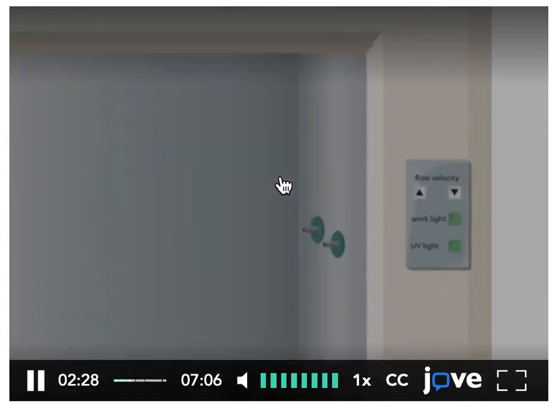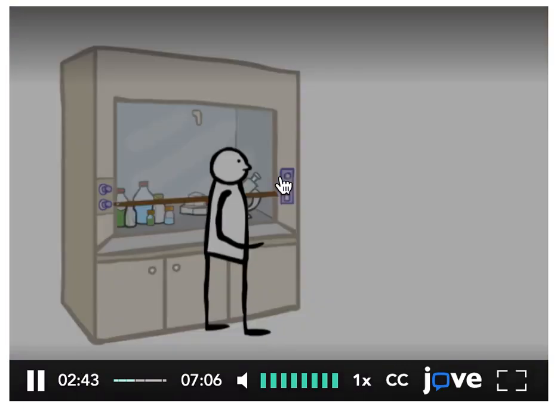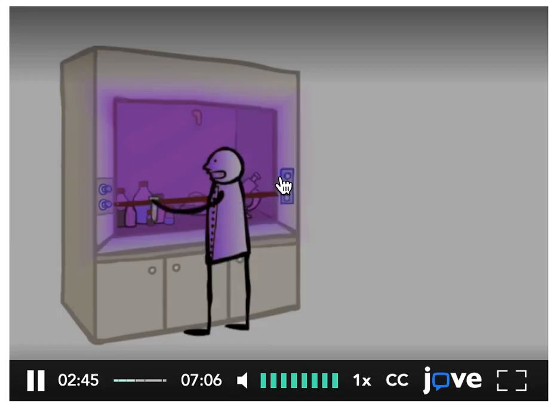Adjacent to the sash, a panel is often found with controls to adjust the air intake, hood lights, and other features. Some models are equipped with a UV light, which can be used to disinfect the unit when not in use. Never leave the UV light on when anyone is in the lab or using the hood. This can cause retina damage, skin burns, and increased cancer risk.